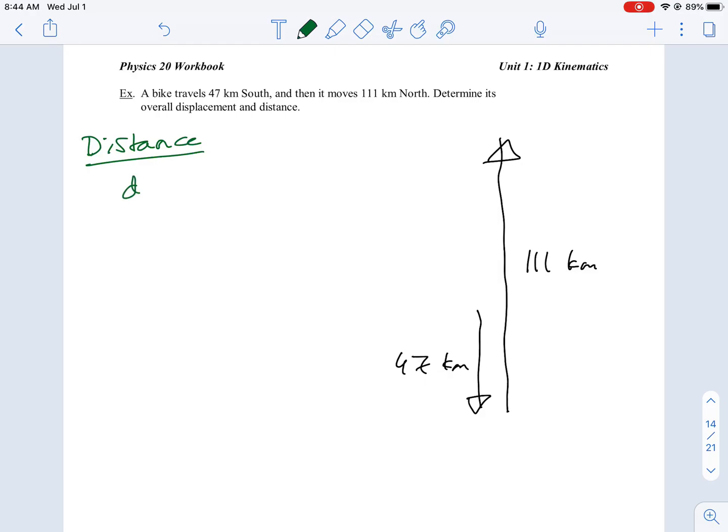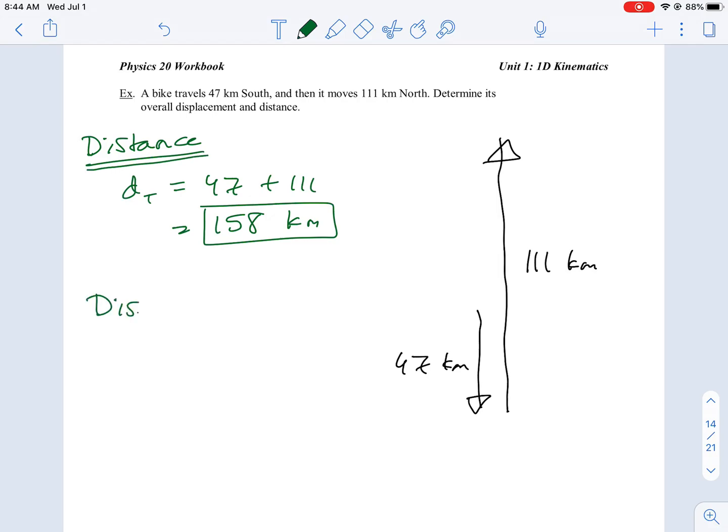So the overall distance, which we can call d total if you want, would be equal to simply 47 plus 111, which is 158 kilometers. Again, it's a scalar, no need for direction. Now, what about displacement overall? Now, this one can be tricky.